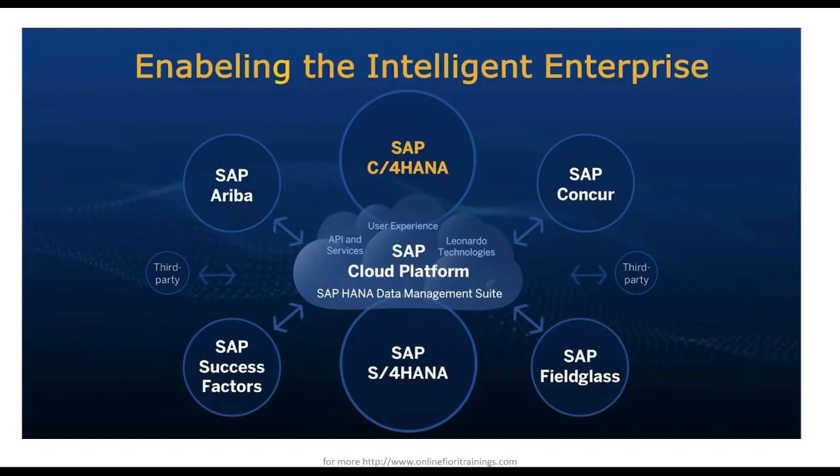intelligent enterprise, where they have a suite of products, a lot of different products coming up, SAP S4HANA being the most important one, with SAP C4HANA, the CRM for HANA. Then SAP has also acquired other companies like SuccessFactors, Ariba, Concur, Fieldglass, and all the integration between these products. This is the main capability of SAP. It's all about integration. It's done with the help of SAP Cloud Platform.